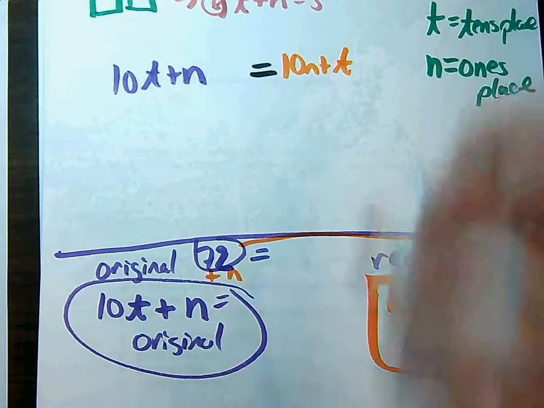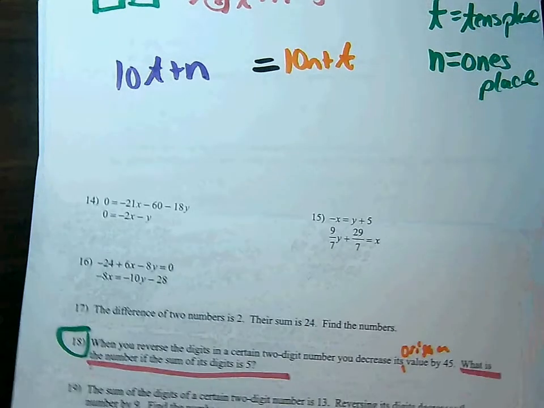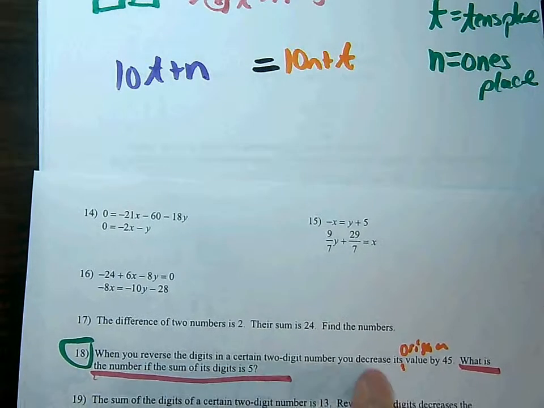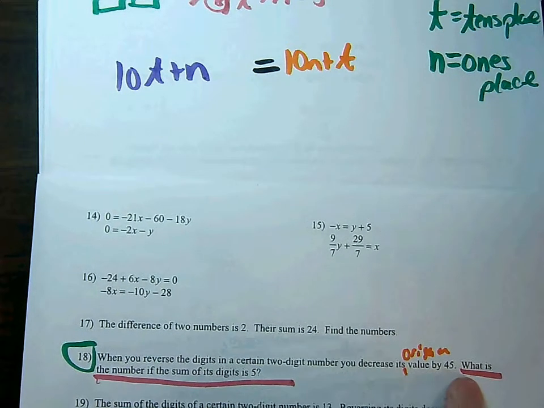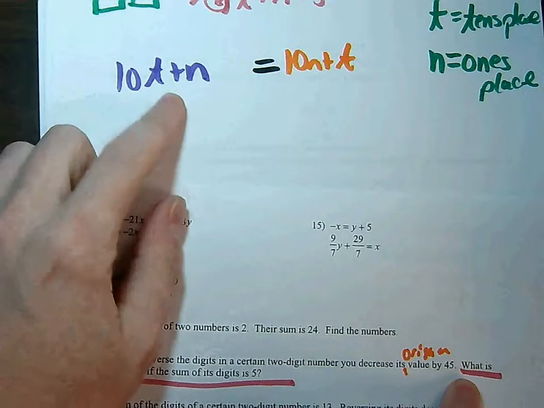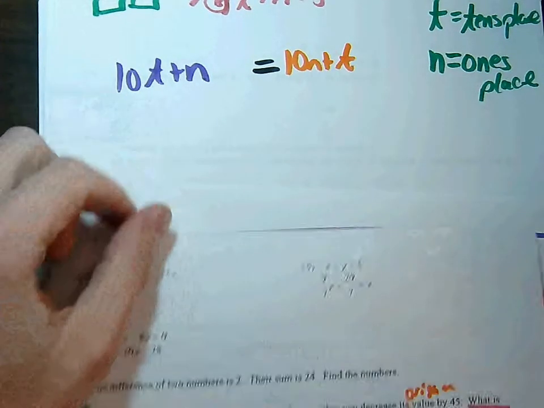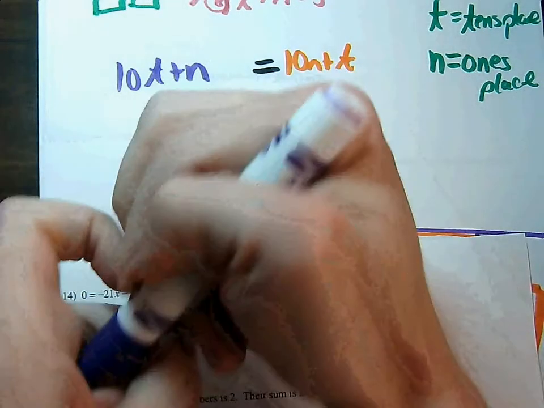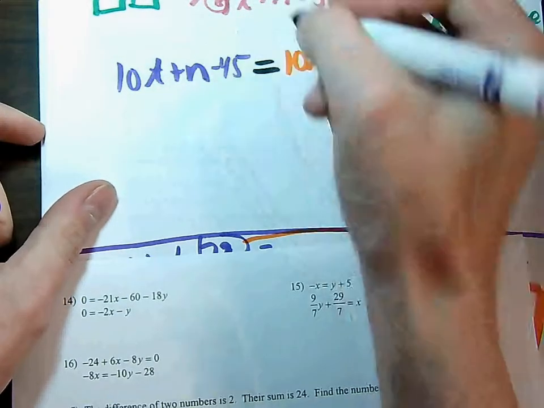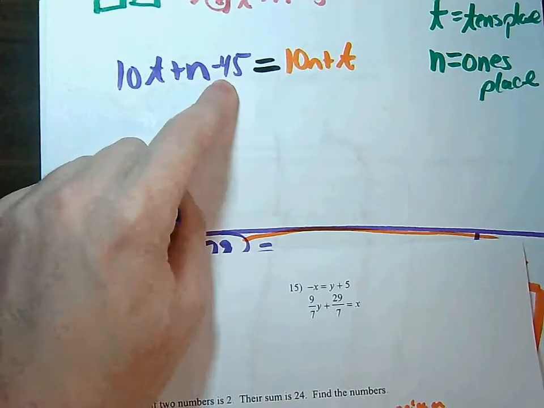Now let's look really carefully at what this is saying. It's saying when I reverse it, that reverse value is 45 more than the other, or it says it decreased the original by how much? So this was my original, and when I reverse it, I decrease the original by 45. So whatever my original number was, the reverse number is 45 less.